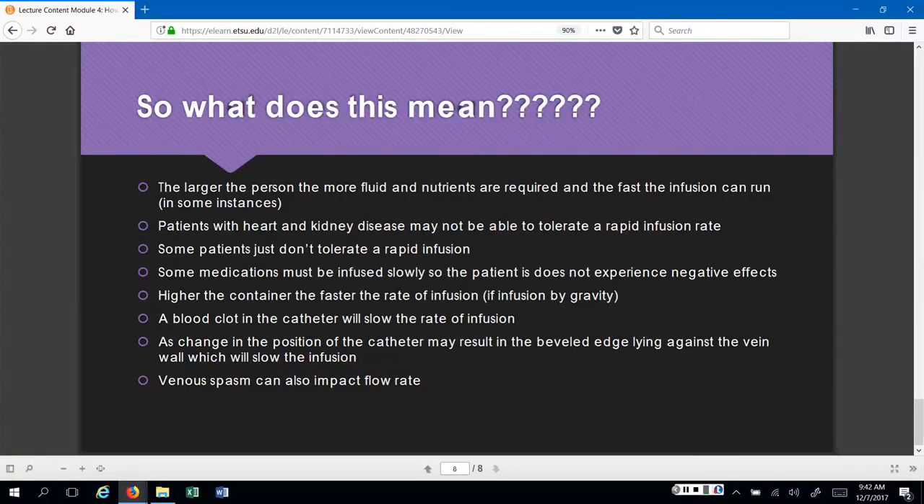If your veins are spasming, that means there's an increased pressure, even more so than what the normal venous system has. So if they're spasming, you're going to have more pressure to overcome from within the venous system, which means your rate may slow down, because what your pump was set at is not able to overcome what the venous spasm pressure is exerting on the venous system itself.